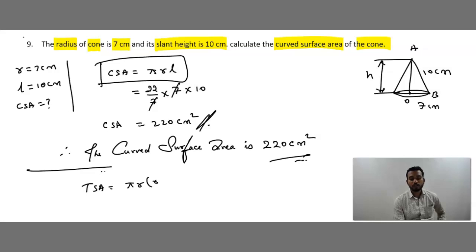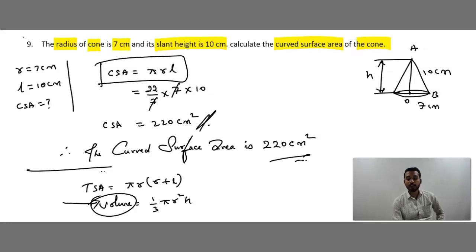Then what is total surface area? That's also pi r into r plus L. Here also we are not getting it. Then it means what he will do, he will give volume. Okay, because in volume we have 1 by 3 pi r square h. It means one thing, in that case they will give the value of the volume and then they will ask you to find h. Understood?